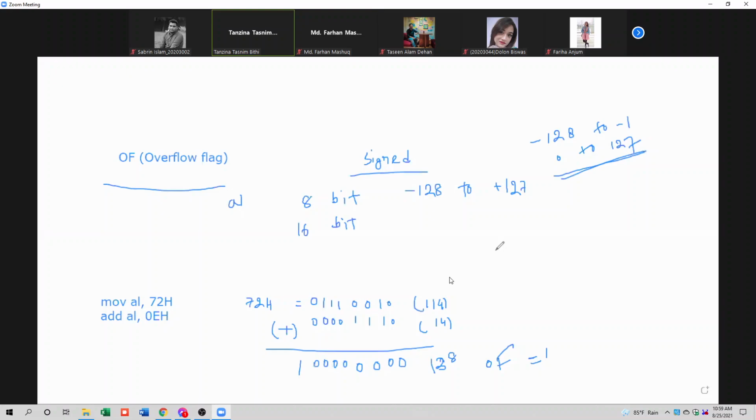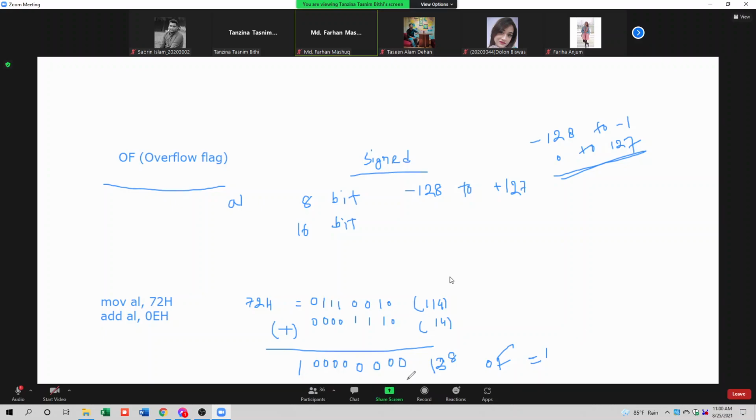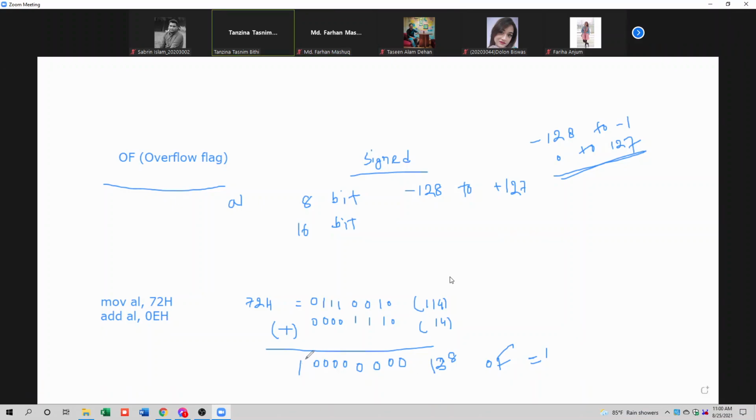So after an arithmetic operation on some signed numbers, if the result is out of the range, then the value of the overflow register will be 1. Is that clear? Yes, ma'am. And another thing, we are not actually considering the sign bit here. For the overflow register, you just have to calculate the decimal number. If you are adding two positive numbers, what is the result? Just convert it into decimal. If the value is outside the range, then the overflow register will be set.